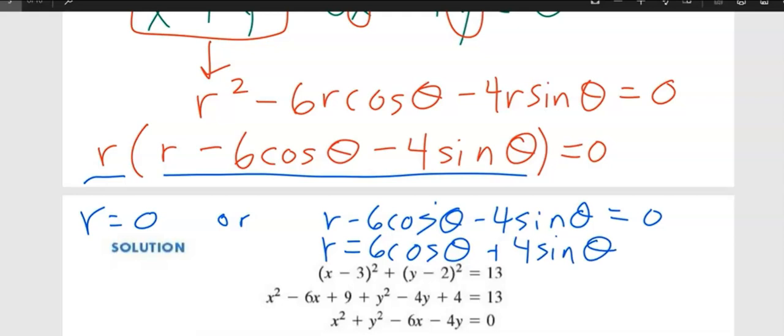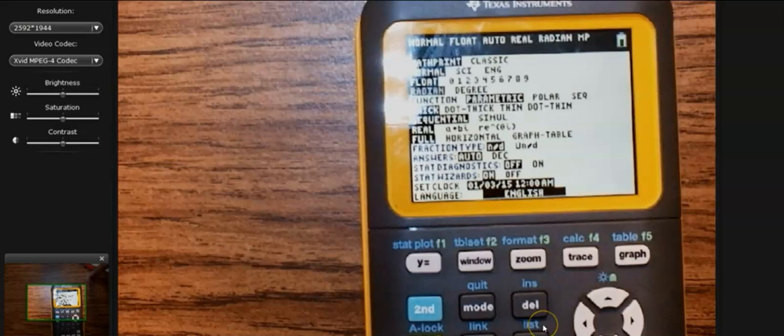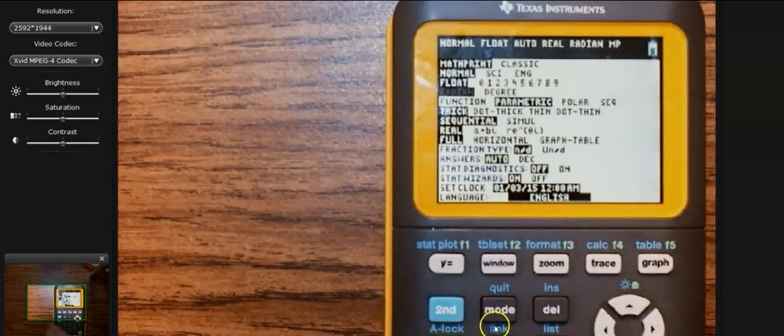Do me a favor, grab your graphing calculator. We will need radian mode. Make sure your calculator is set to radian. So make sure it's switched to radian mode. Everybody got it in radian mode? Okay.